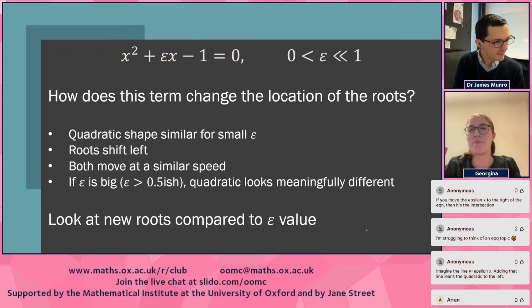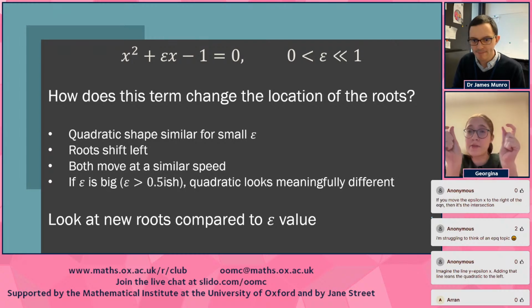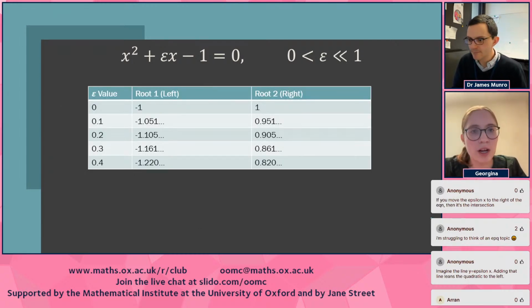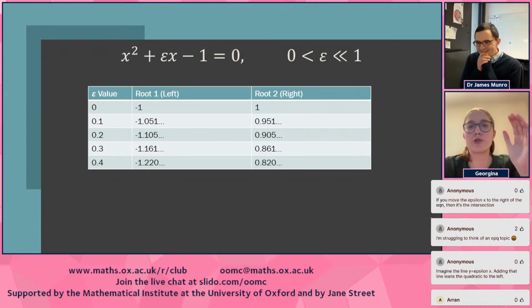But then if epsilon became big, then the quadratic just looked very different. But what I'm interested in here is seeing if we can quantify the fact that they both moved to the left a little bit. So if we go to the next slide, what I've done here is made a table of what the epsilon value was and what the roots on the right and left became once I made that change.